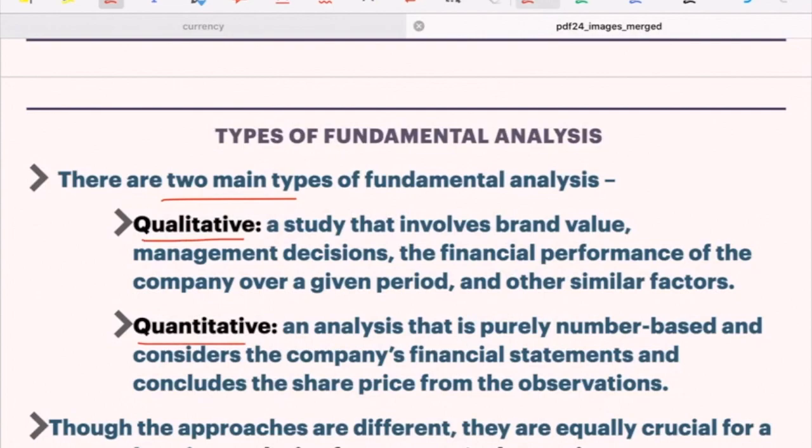So in qualitative, we see the brand value, management decisions, and other similar factors. Using these things, we try to find the value of the share. In quantitative analysis, we see the financial aspect, that is the financial statement of the company. Based on that, we observe the share price. Even though both the approaches are different, they are equally crucial to analyze the company's share price.